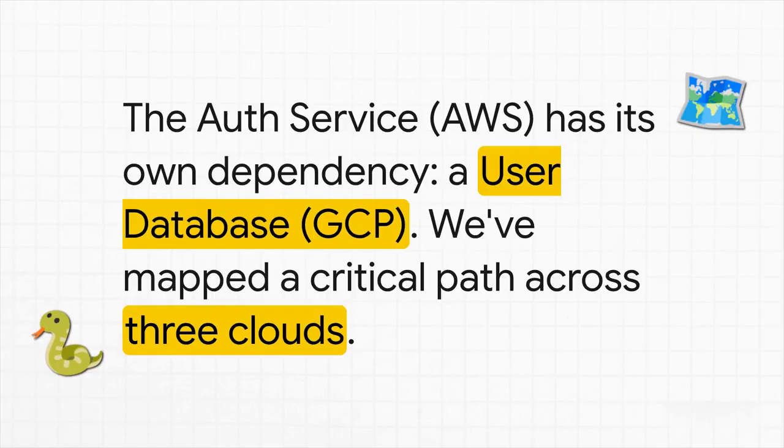And this is where you uncover the really interesting stuff. We see our auth service on AWS actually depends on a user database that's running on Google Cloud Platform. How about that? We've just mapped a critical path that literally snakes its way through all three major cloud providers, a potential single point of failure that was completely invisible just a minute ago.